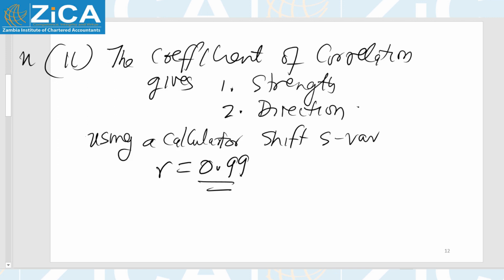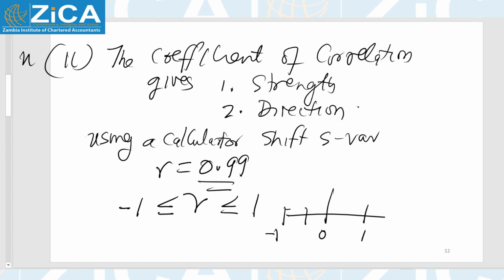But for those who are doing DA 2, they will even ask you to comment on the value of R. The value of R is 0.99. Your R is always greater than or equal to -1, but less than or equal to 1. Now, what happens is this. You have got 0 here, you have got 1 here, here you have got -1.